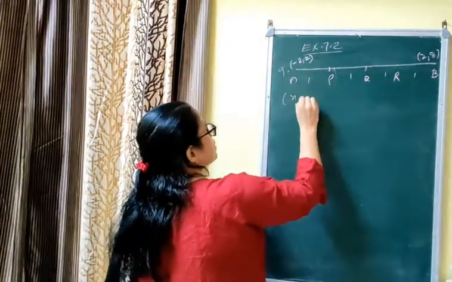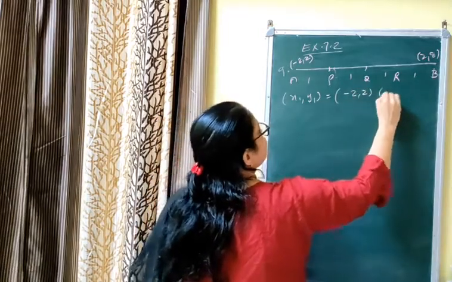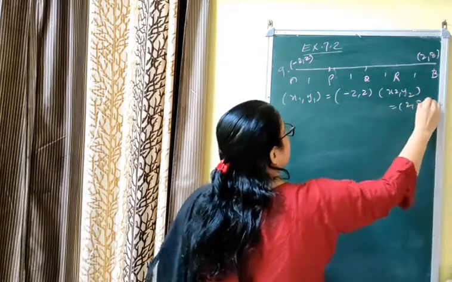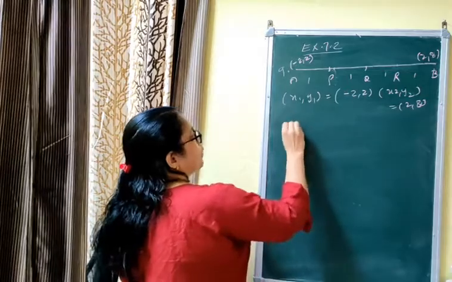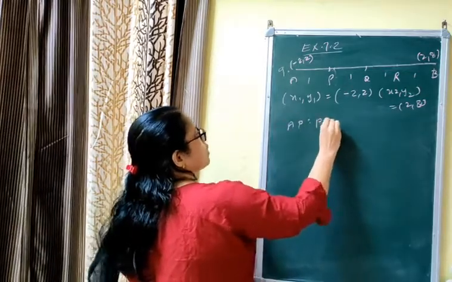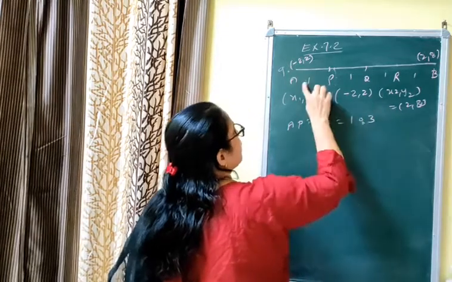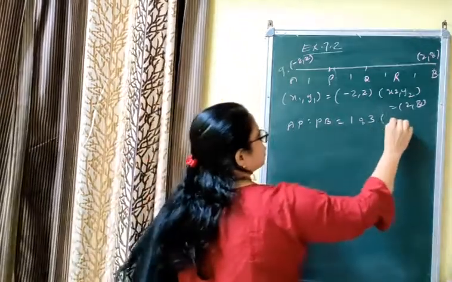Now, as I told you, it is better to write x1 y1 is minus 2 comma 2 and x2 y2 is 2 comma 8. Now first of all, we have to find AP is to PB. AP is to PB is, this is 1 and this is 3, that is 1 is to 3. Total कितना parts हो रहा है? 4 parts. 1, 2, 3, 4. That is m is to n is 1 is to 3.